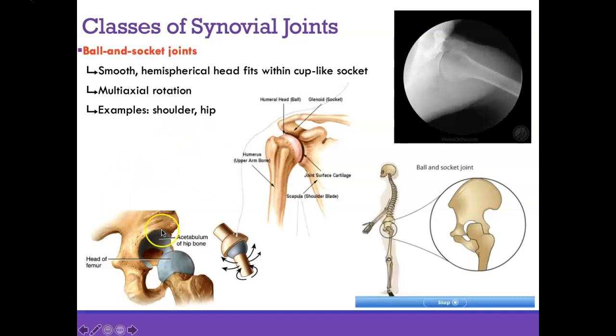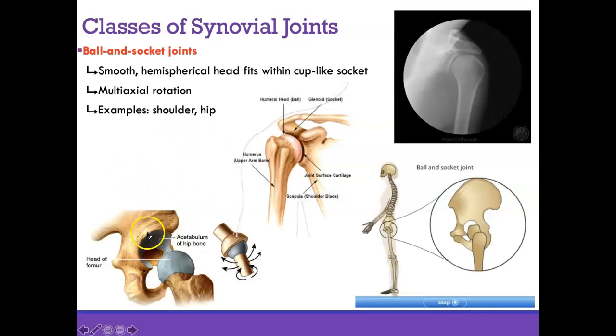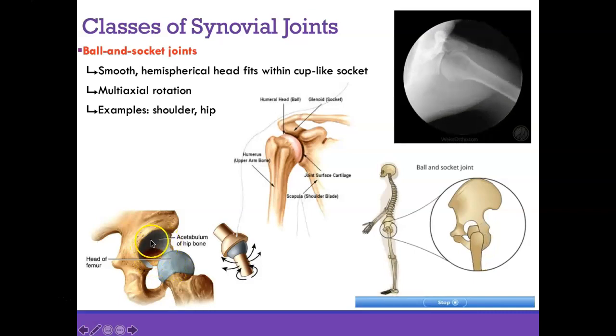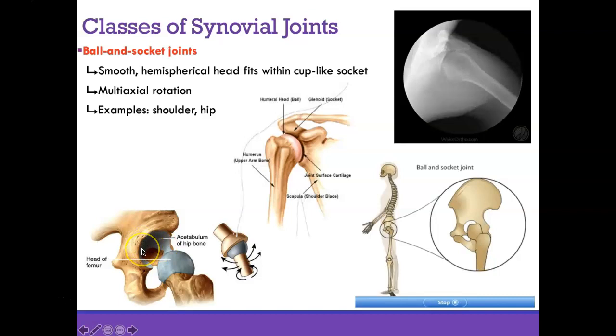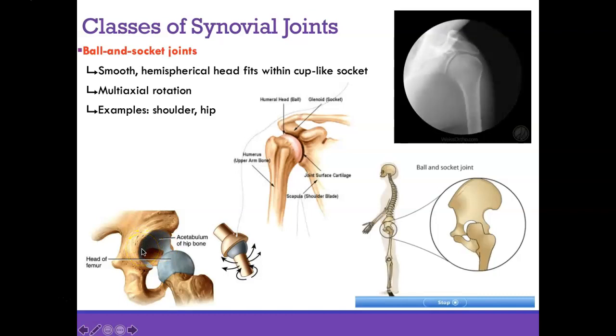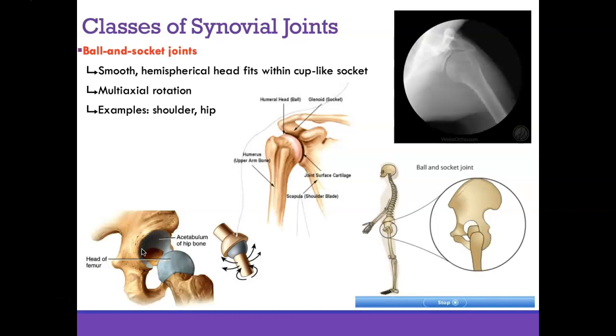The same example is found with the hip. So the acetabulum of the hip bone allows the head of the femur to fit inside. And that's what allows you to roll your hips. So you can rotate your hips. That's a ball and socket joint.